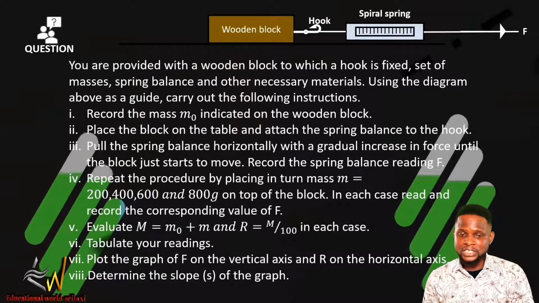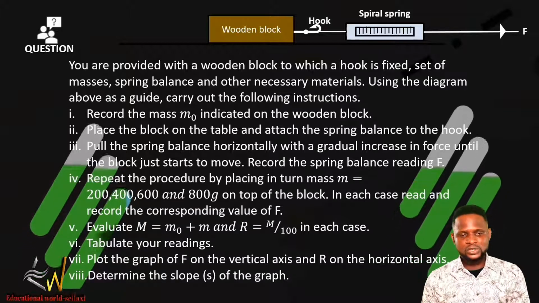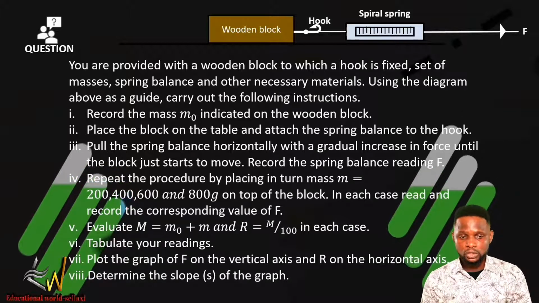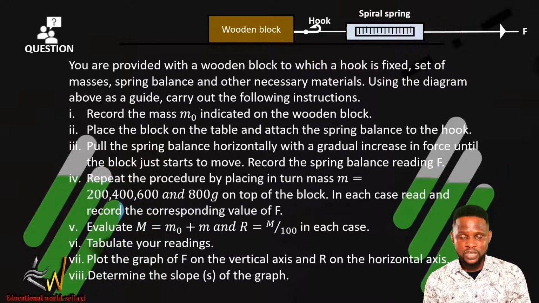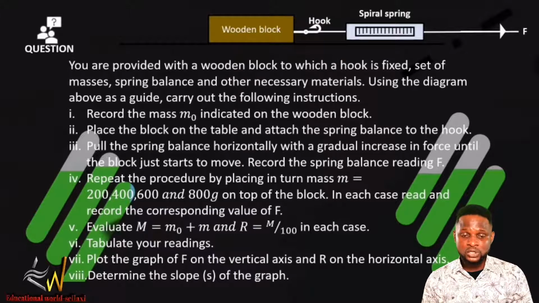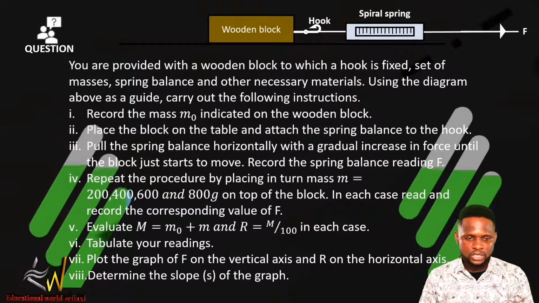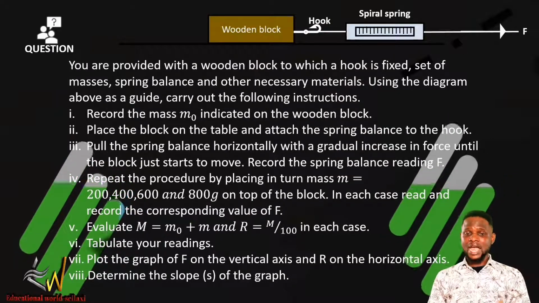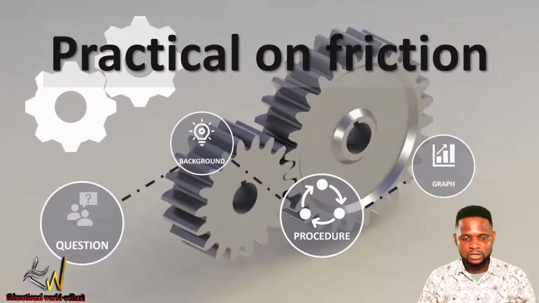Repeat the procedure by placing in turn masses m equal to 200, 400, 600, and 800 grams on top of the block, and in each case, read and record the corresponding value of F. Evaluate M, capital M, equal to M0 plus m, and R equal to capital M over 100. Tabulate your readings. Plot the graph of F on the vertical axis and R on the horizontal axis, and also determine the slope of the graph.